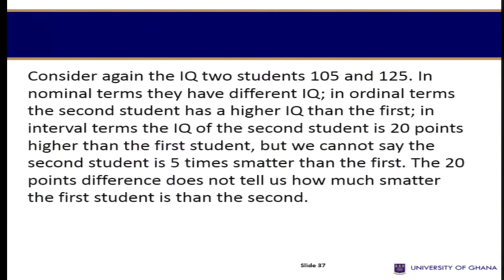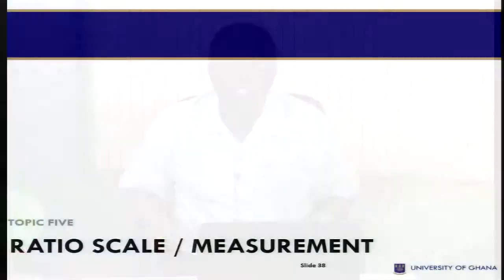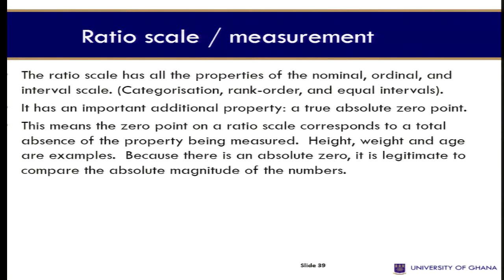Consider this example to illustrate the point I just made. We have two students with IQ 105 and 125 respectively. In nominal terms, they have different IQs. In ordinal terms, the second student has higher IQ than the first. In interval terms, the IQ of the second student is 20 points higher than the first student. But we cannot say that the second student is 5 times smarter than the first. The 20 points difference does not tell us by how much smarter the second student is than the first.